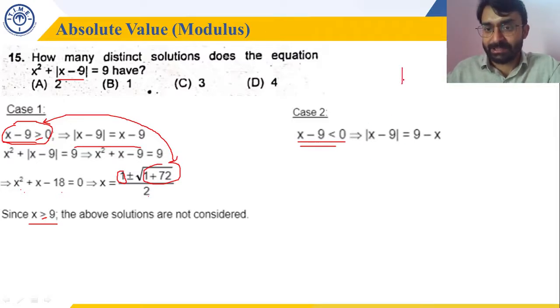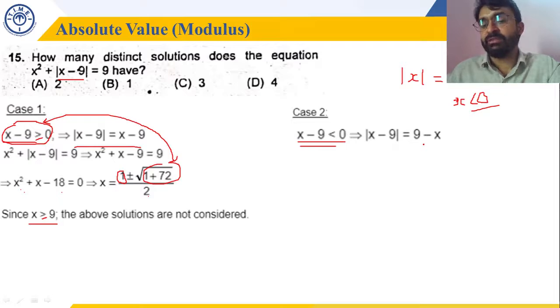Mod x is equal to minus x when x is less than 0. Am I right? So mod of x will be minus of x minus 9, which is 9 minus x. I hope this is making sense.